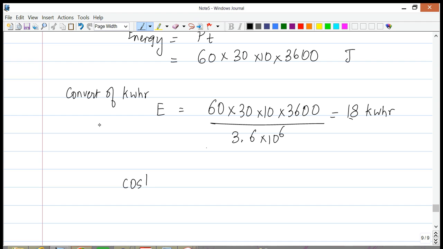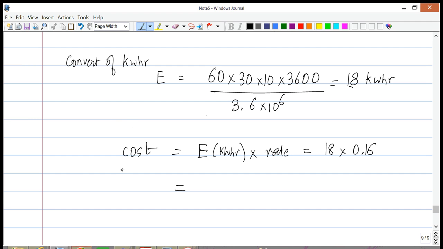The cost is simply going to be equal to the energy in kilowatt hours multiplied by the rate. Okay, and it is going to be 18 multiplied by the rate, which is 0.16 for every kilowatt hour. And this gives us the total value, so that happens to be $2.88. So this is the amount you're spending on one light bulb.